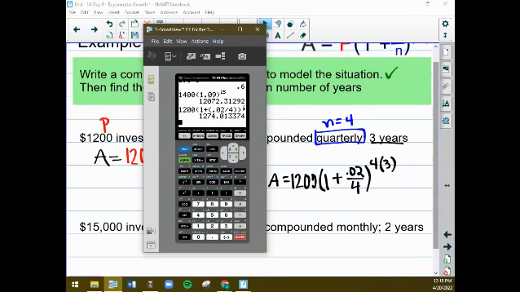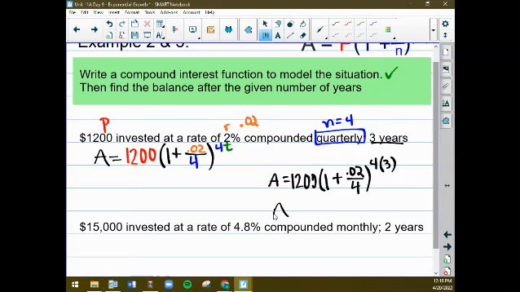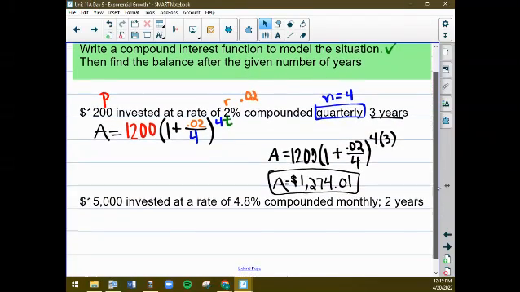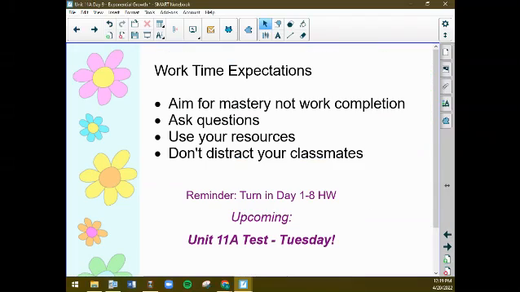Okay, so I have $1,274.01. Okay, so I put in 1,200, and now after 3 years, I have 1,274, and I didn't even have to do anything, and I get an extra $70. Okay. All right, one more.